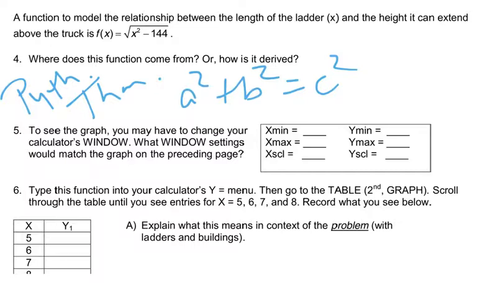So to see the graph, you may have to change your calculator's window. Remember, the window is what you are actually able to see up on your screen. My suggestion for this one is that you have an x min of 0, an x max of 50, an x scale maybe like 5, a y min of 0, a y max of 45, and a y scale of about 5. So you probably want to go to your calculator, go to your window, and set your window to this.